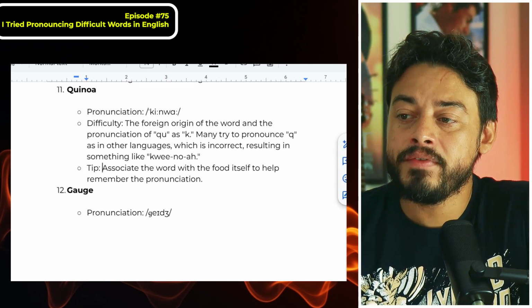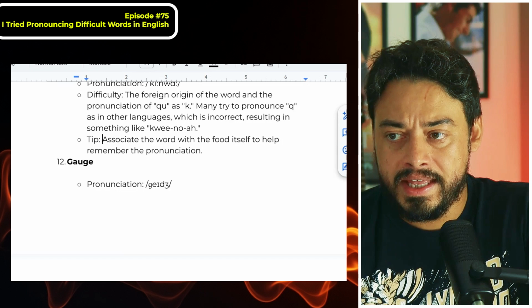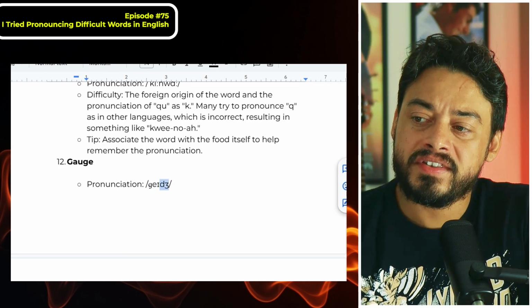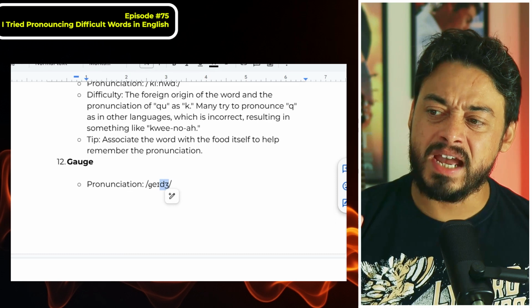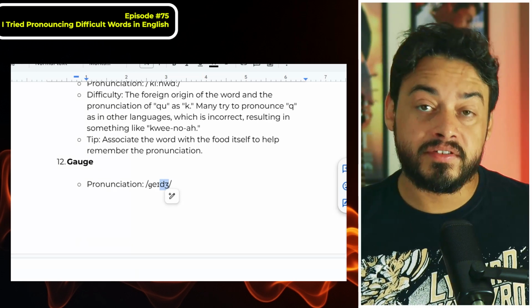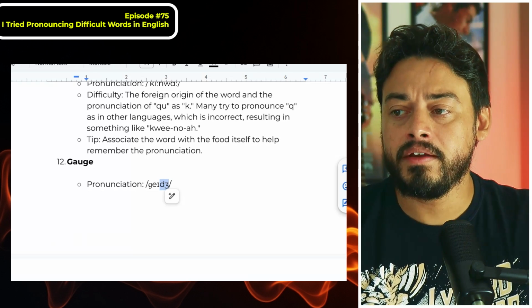The next word we have is gauge. It's not gauge or gouge, nothing like that. It's gauge, as you can see here. Look, that D and Z type of symbol in the IPA stands for J. The sound is J, J. So gauge, gauge. All right.